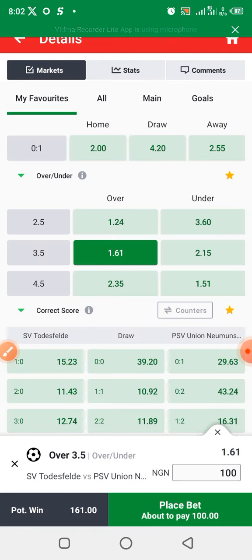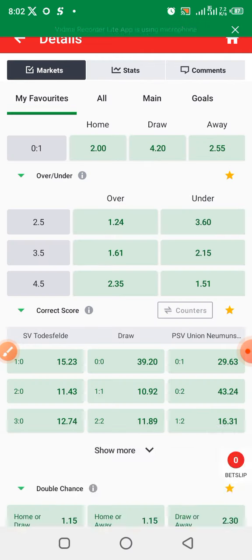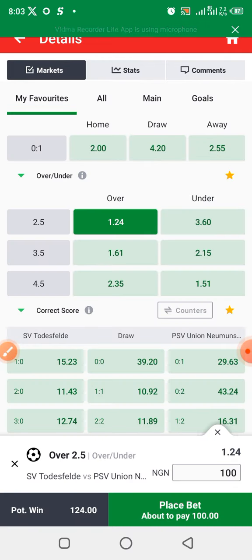So you have to move on to the market, and if you see very well, you are going to realize that this particular odd they are assigning to this particular game is 1.24 odd. Actually, this does not mean that the game may not end up in under 2.5 goals, but this will give you a high chance, or let me say a high possibility, of winning the game as over 2.5.